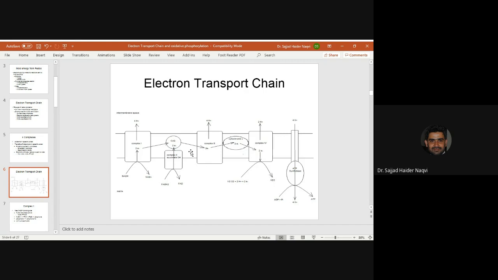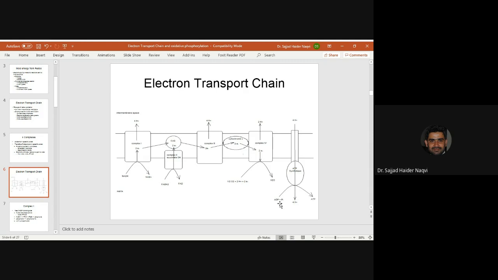Because of this whole process, the protons are being pumped out, so it creates a proton gradient in this place, and now these protons will come inside again through the ATP synthetase. As a result of this, energy is released, and that energy is utilized for making adenosine triphosphate, ATP, from ADP and inorganic phosphate. That's how oxidative phosphorylation takes place, and that's how the ATPs are produced.